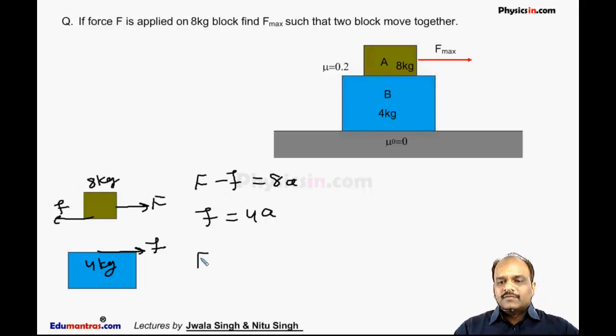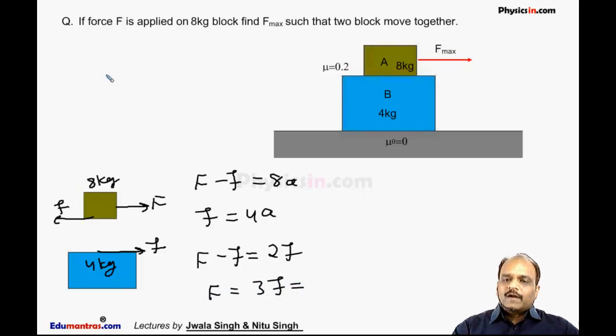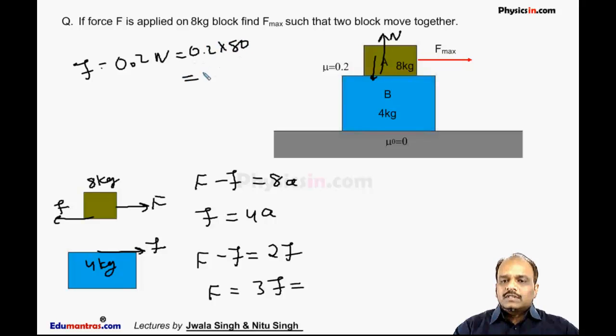So from here I can say F minus friction is equal to 2 times friction. So again F comes out to be 3 times friction, and we know the friction is equal to 0.2 times the normal reaction, and here the normal reaction is 80 Newton. So it is equal to 0.2 into 80. So the answer is 48 Newton. So the maximum force is 48 Newton. Up to 48 Newton, blocks A and B will move together.